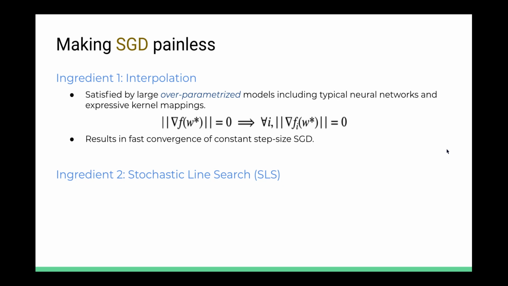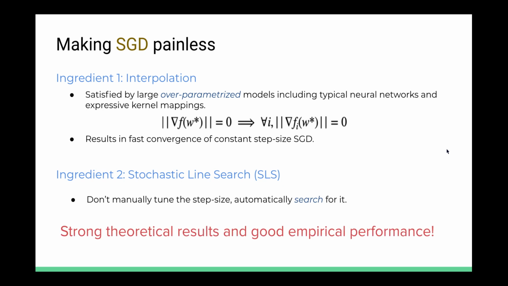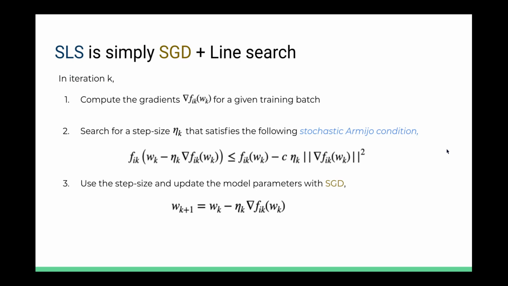We combine this interpolation property with a stochastic line search scheme that enables us to search for the best step size instead of manually tuning it. Combining these two ingredients can result in strong theoretical results and good empirical performance. But what exactly is stochastic line search? Stochastic line search is simply SGD equipped with a line search mechanism.